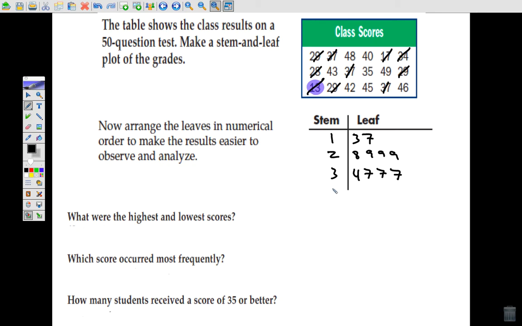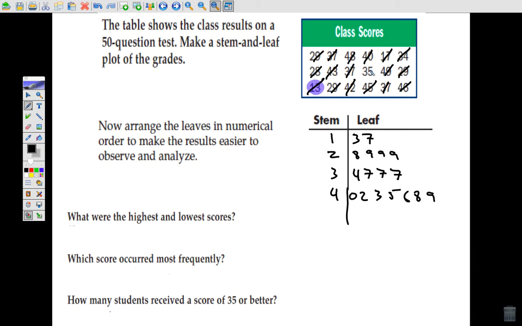And I can go into my 40s, extend my stem and leaf plot. I'm going to start with a 42, go to a 43, and I have a 40 in there, right? So I have to back these up. Let's move this down. Let's move this down. I missed the 40. And I have a 43. Let's do a 45 and a 46. And a 48 and a 49.